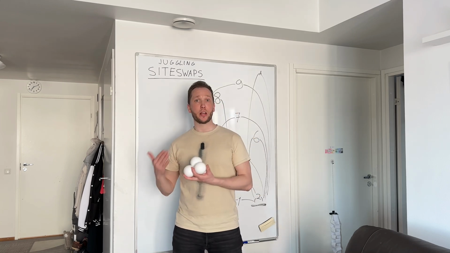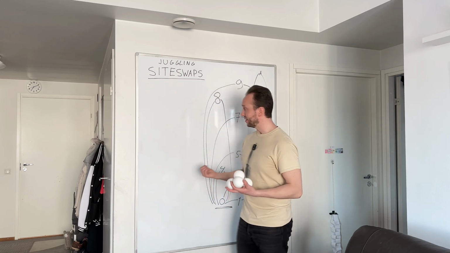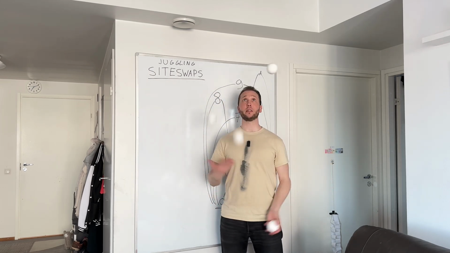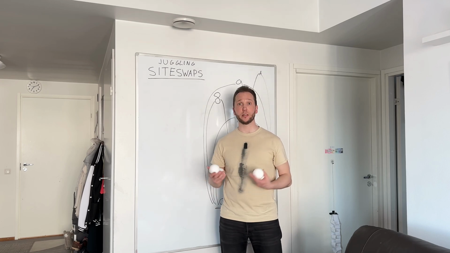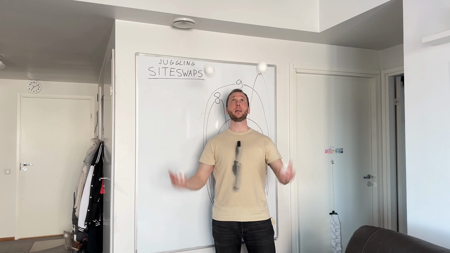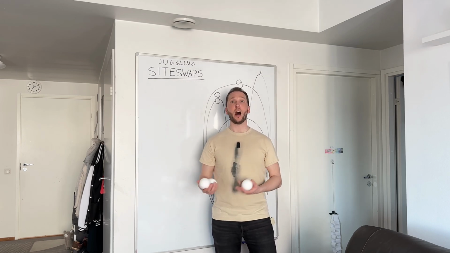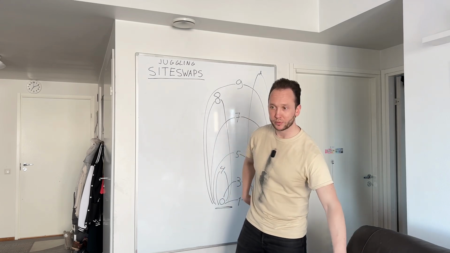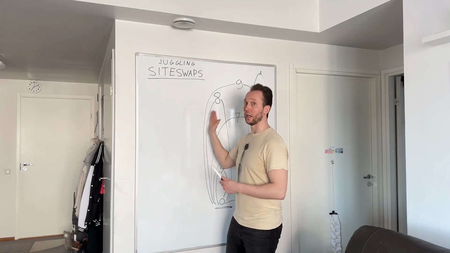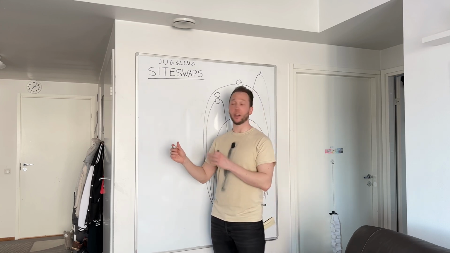Now let's talk about synchronized and asynchronized patterns, okay? Because all of these side swaps, they're like right, left, right, left. So this was async, so asynchronized, so it goes alternating hands. But when we throw together, then it's a synchronized pattern, okay? So now it's sync. How do we write that? Because in side swaps, if you remember, it always went right, left, right, left, right, left. So when we throw together, we need to change how we write it.